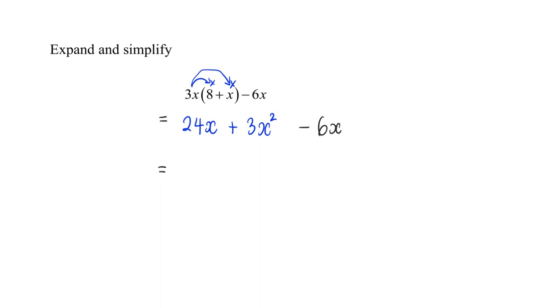let's continue. I have the positive 3x squared. And I have the 24x minus 6x. This will give me positive 18x. And we are done because x squared and x are two different, are unlike terms. Okay, so we cannot simplify them further anymore. So we are done with this problem.